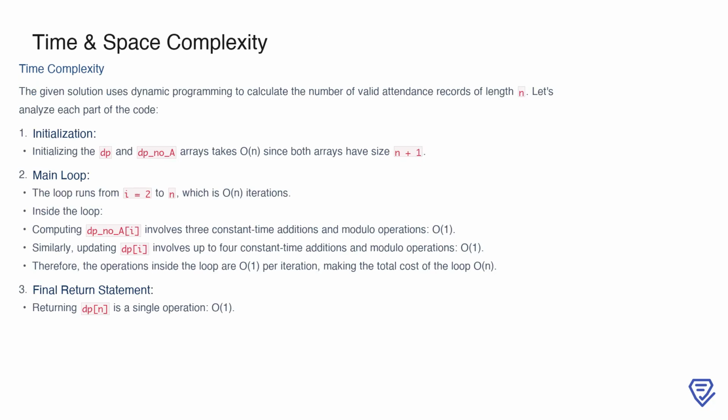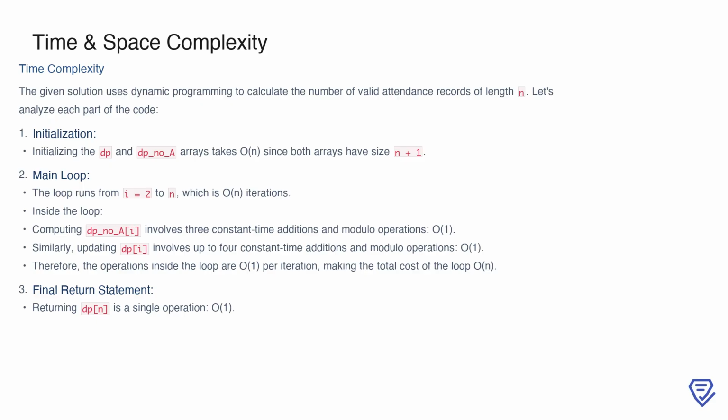The time complexity of this solution can be broken down into 3 main parts. First, initializing the dp and dp_no_a arrays. Since these arrays each have a size of n plus 1, filling them up initially is an O(n) operation. Next, in the main loop, we iterate from i equals 2 to n, meaning the loop runs n minus 1 times, which is O(n) in terms of complexity.